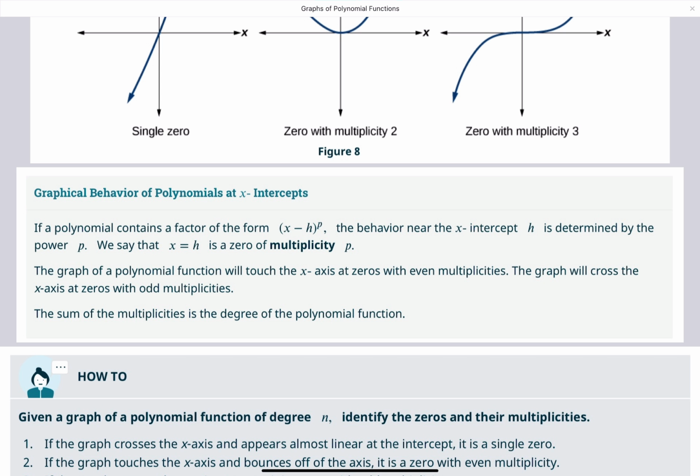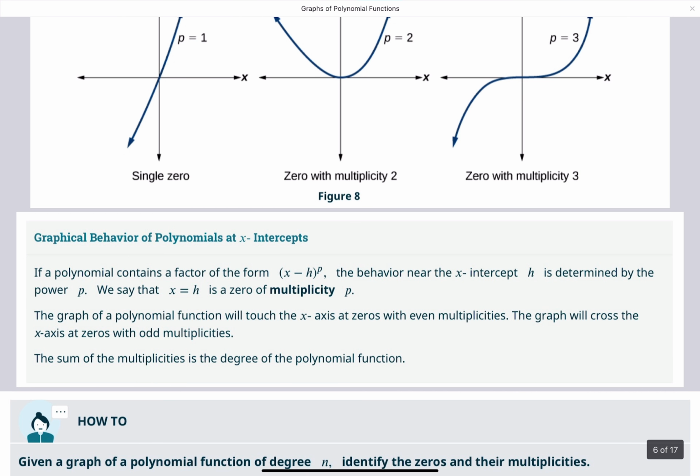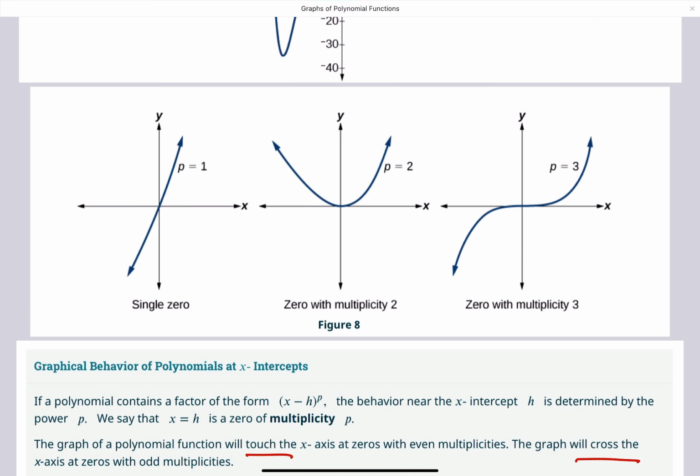And the graph will cross the x-axis at zeros with odd multiplicities. The sum of the multiplicities is the degree of the polynomial function. Now, you may say, what does it mean for it to touch, and what does it mean for it to cross? Well, let's look at this.